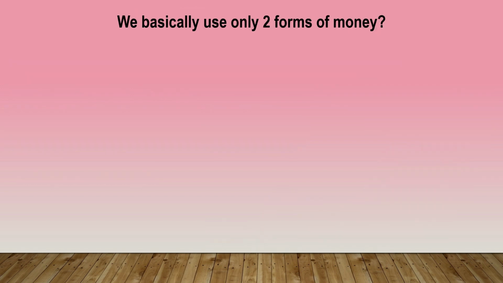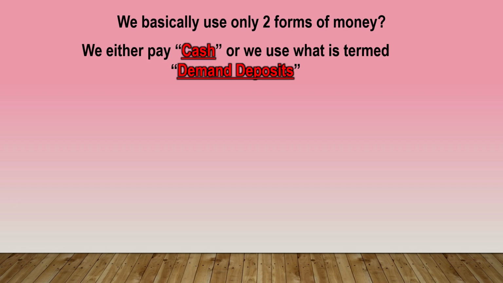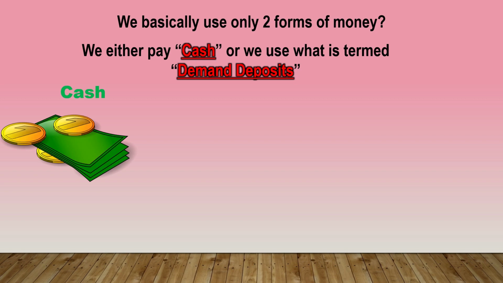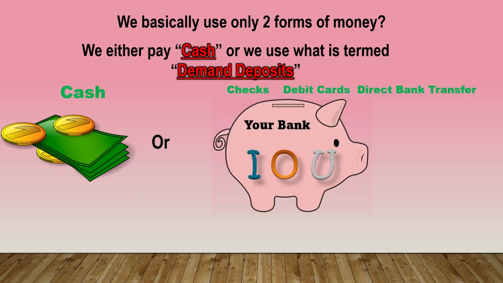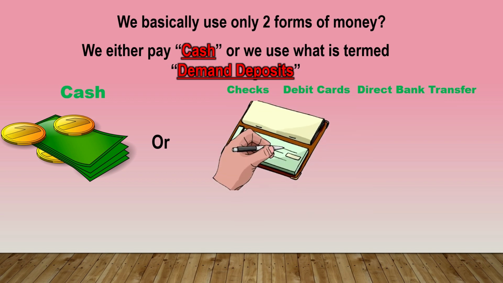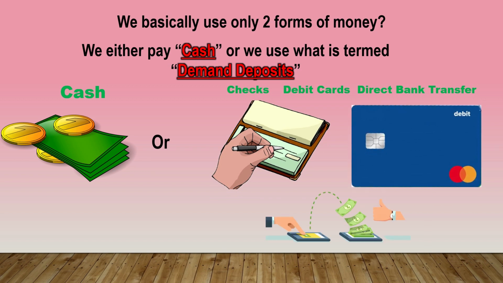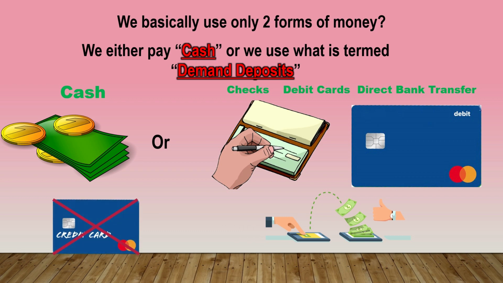Simple enough. We basically use only two forms of money. We either pay cash, or we use what is termed demand deposits. Cash consists of all printed money and coin. Demand deposits are basically just IOUs from your bank. These deposits can be withdrawn at any time. These types of funds are usually transferred by either checks, debit cards, or direct bank transfer. Credit cards are not officially considered money since they are basically just loans to be paid off later by demand deposits.